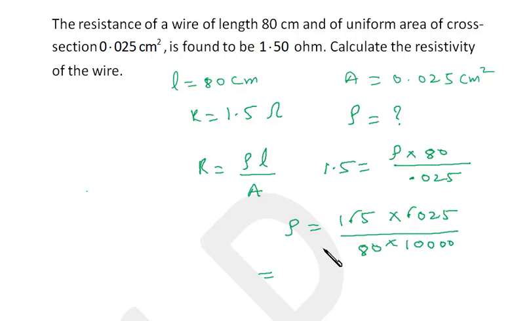So that is 4.6875 into 10 raised to power minus 4. The unit of resistivity over here will be ohm centimeter, because the length of the wire which is given over here is in centimeter, right? So it's 4.6875 into 10 raised to power minus 4 ohm centimeter.